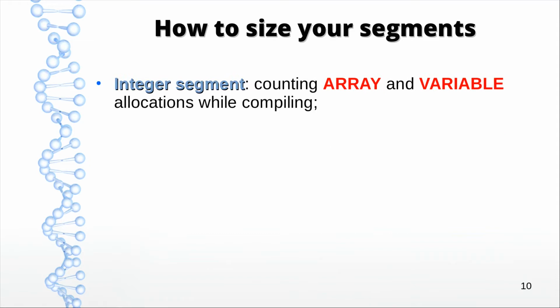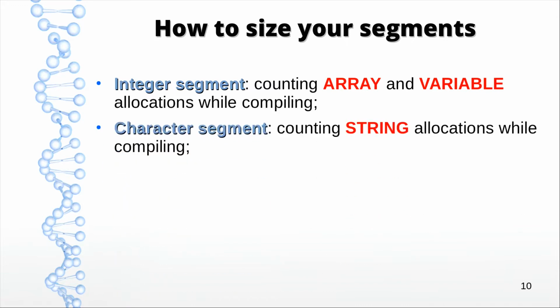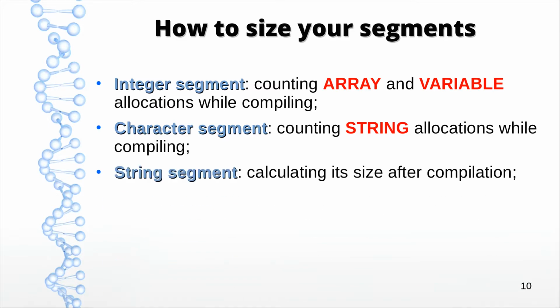The integer segment is sized by counting the number of array and variable definitions while compiling. The same goes for the character segment, only here we are counting the string definitions. The size of the string segment is determined after compilation, when all string constants have been condensed at the beginning of the source in memory. But what about the code segment, or the symbol table for that matter?